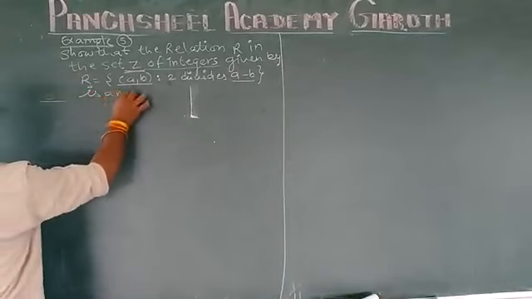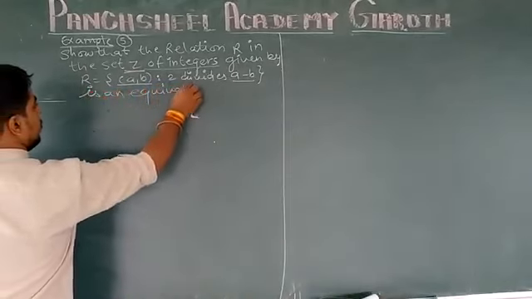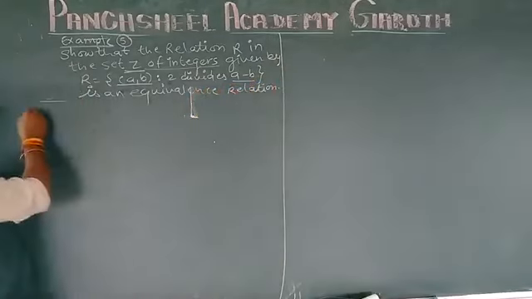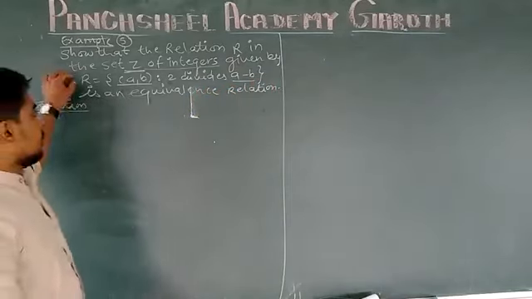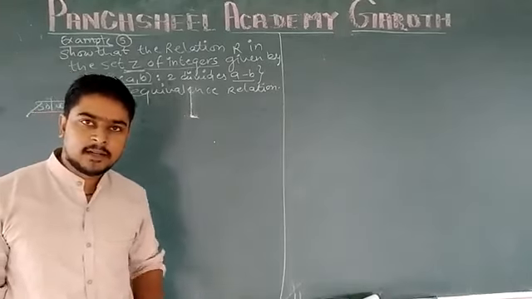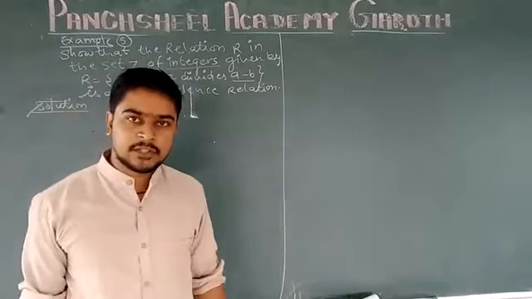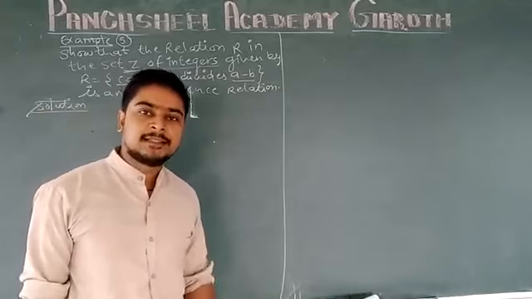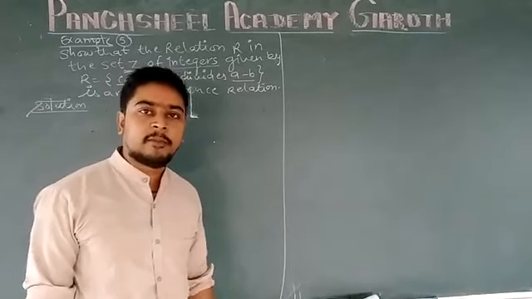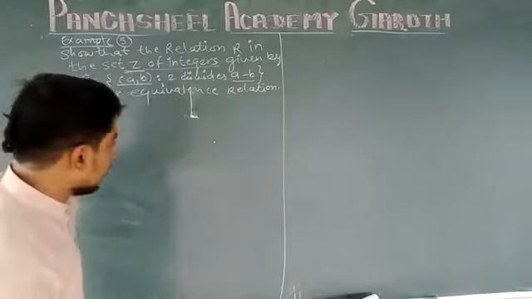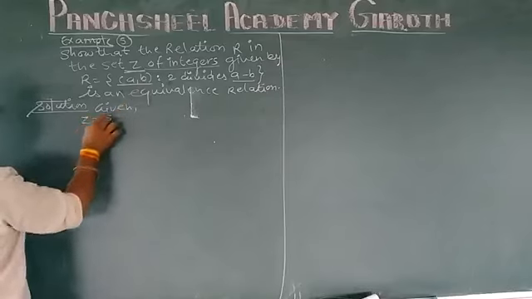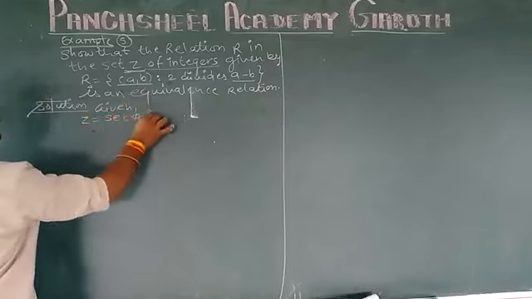Solution. In an equivalence relation, the relation must be reflexive, symmetric and transitive. For proving the equivalence relation, we need to prove the relation is reflexive, the relation must have the property of symmetry, and the relation must be transitive. So we will solve this question as given. Z is the set of integers.